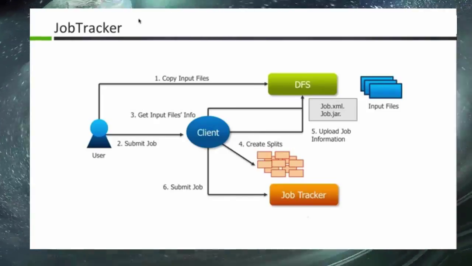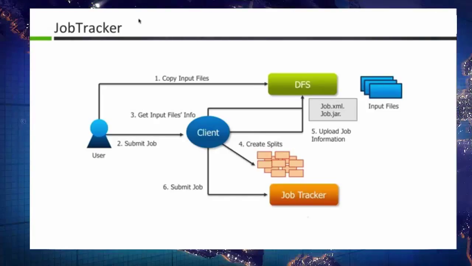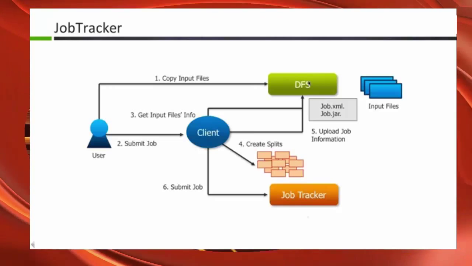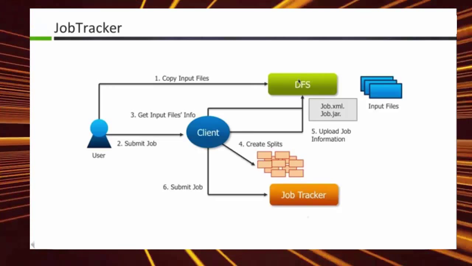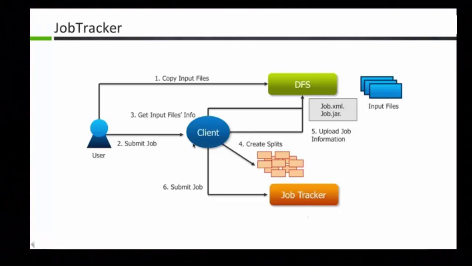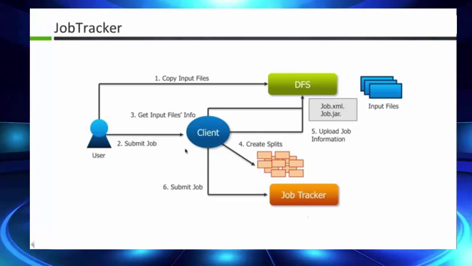Here's the flow of jobs: how does the job tracker work, how does the task tracker work. Basically, the user will first copy files into DFS, which is moving data into the Hadoop DFS, or the HDFS. Then it will submit a job to the client. This is the user which is submitting a job to the client. How does it happen? We'll look into the next class.